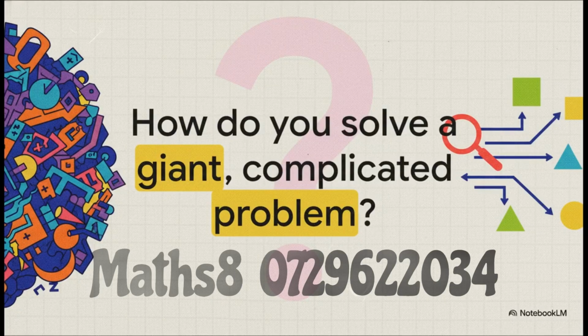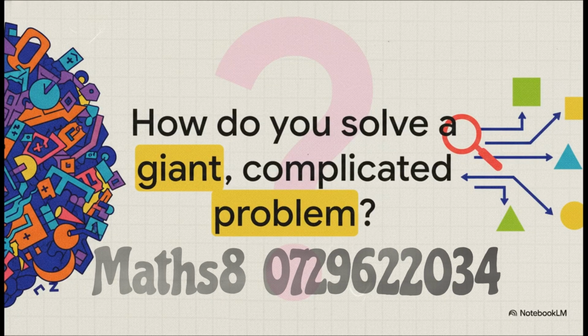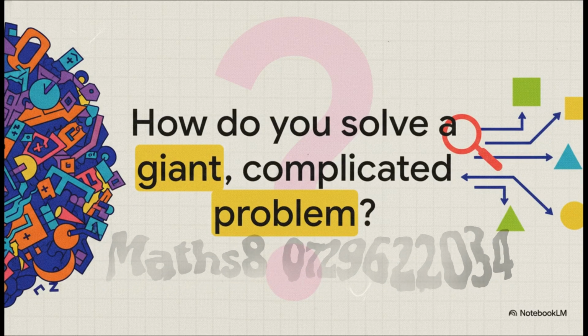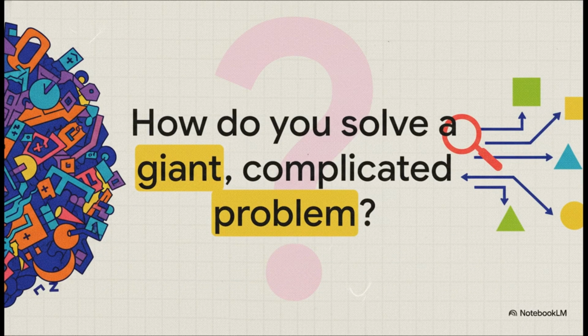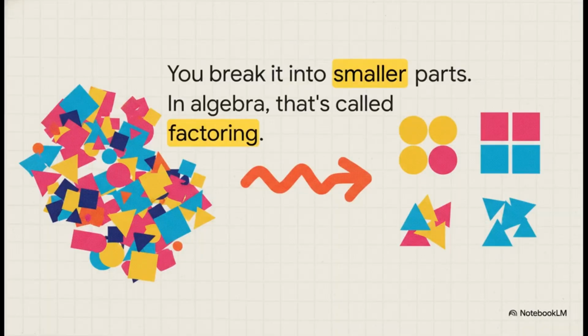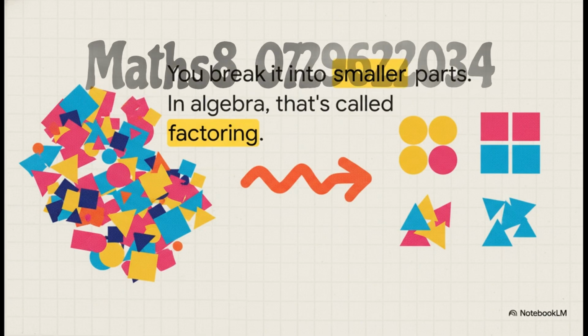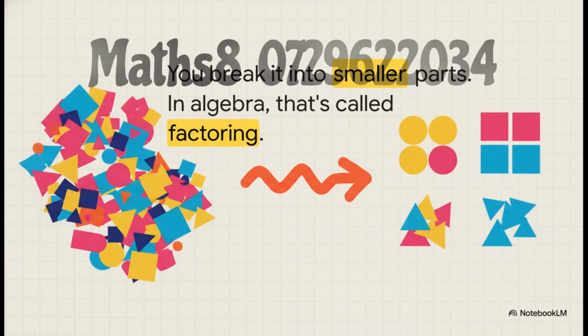But before we even touch the numbers and letters, let's start with a bigger question. Just think about it. How do you solve any giant, complicated problem in your life? I mean, where do you even begin when something feels totally overwhelming? Right. You break it down, you find the smaller, more manageable parts. Well, guess what? That is exactly what factoring is in algebra. It's a way of taking a messy expression and finding the simpler building blocks that multiply together to make it.